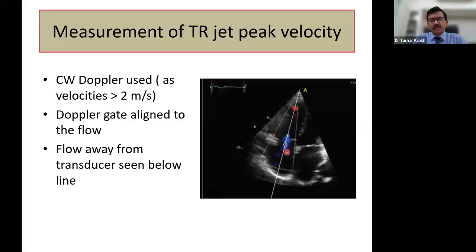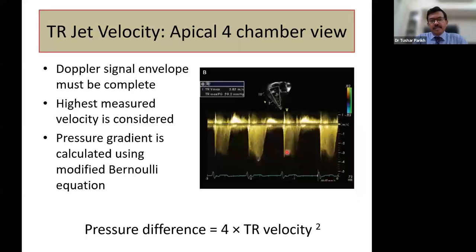So put the continuous wave Doppler in alignment with the jet of the tricuspid regurgitation, and press the button. And what you get is a regurgitant jet like this. Okay, so this is the regurgitant jet from the tricuspid valve, and try and get a complete envelope.